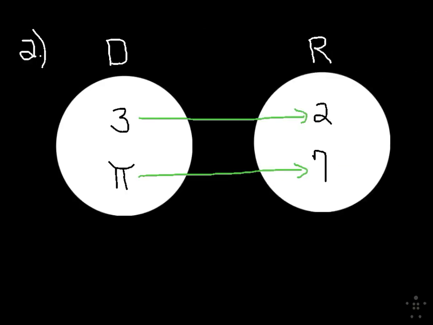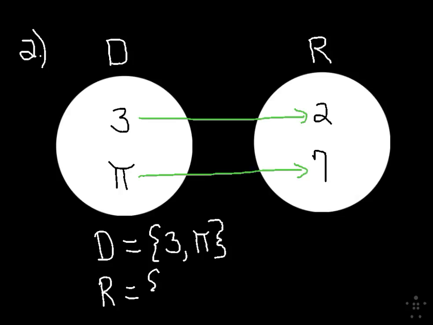It says, state the domain and range of each relation and whether it is a function. So the first circle represents your D, your domain, your X values, and your second circle represents the range, or the Y values. So our domain values are simply going to be 3 and pi, and the range values are going to be simply 2 and 7. So there's your domain and range.